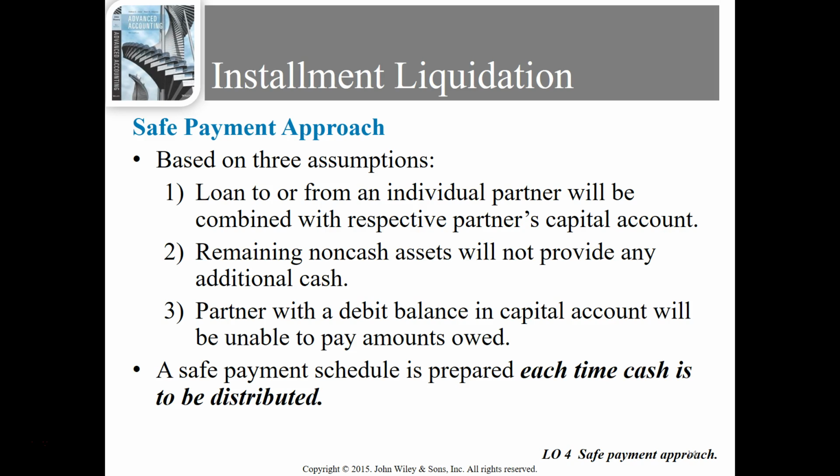Number one, a loan to or from an individual partner will be combined with the respective partner's capital account. Number two, remaining non-cash assets will not provide any additional cash, meaning, again, these are assumptions, that if we have equipment, we will not be able to sell it. And a partner with a debit balance in the capital account will be unable to pay amounts owed. A safe payment schedule is prepared each time cash is distributed.